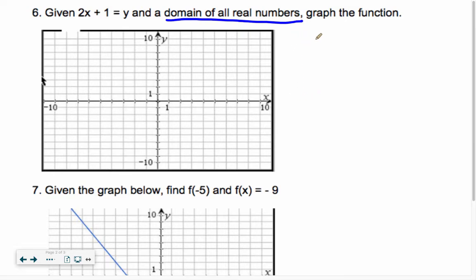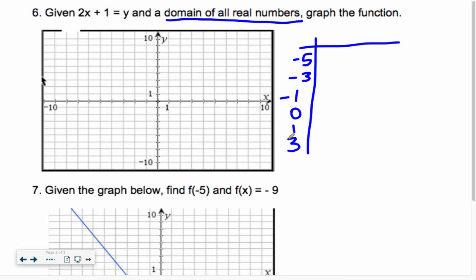So I'm going to plug in, really you can do anything. I'm going to do -5, -3, -1, 0, 1, 3. Let's try that. So 2 times -5 plus 1 is going to be -9. 2 times -5 is -10 plus 1 is -9. -3. 2 times -3 plus 1. Notice the only thing I'm changing is the x.